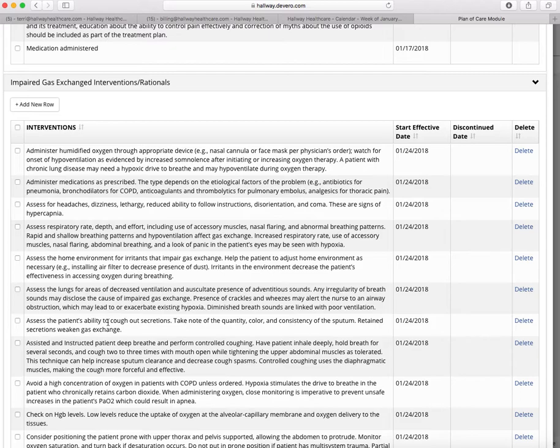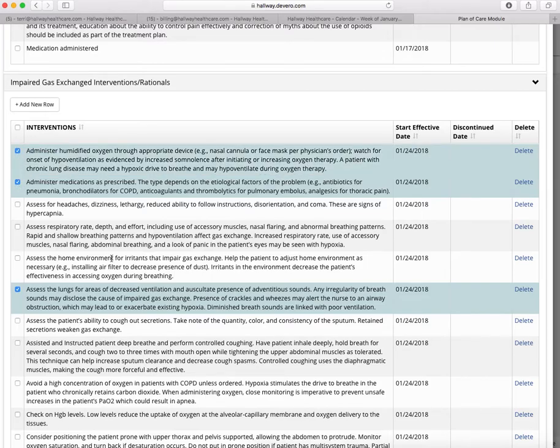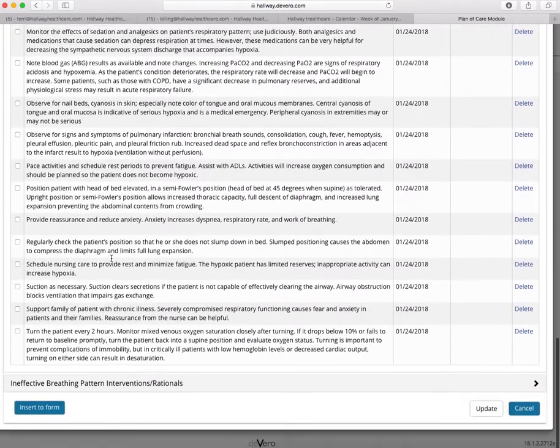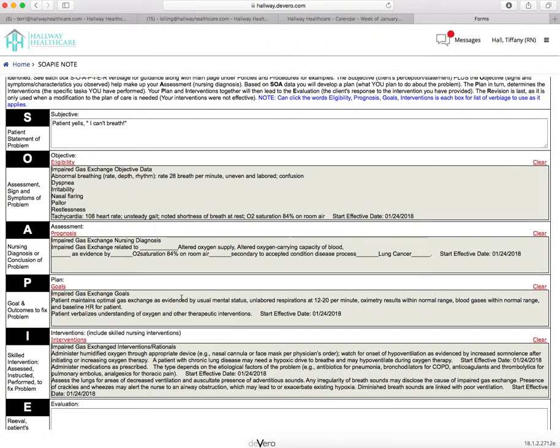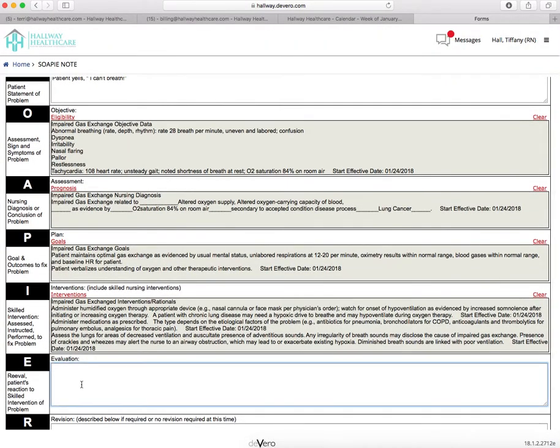Okay, so I can say that, yes, this time I assessed his lungs to check for any crackles or wheezes because now he's decided on me twice. Administer prescribed medications. Absolutely, I did do that. And right here, I administered my oxygen. There's my 3 diagnoses. Bam. Scroll down to the bottom, insert to form. Great, great, great. Okay, and now I put my evaluation.